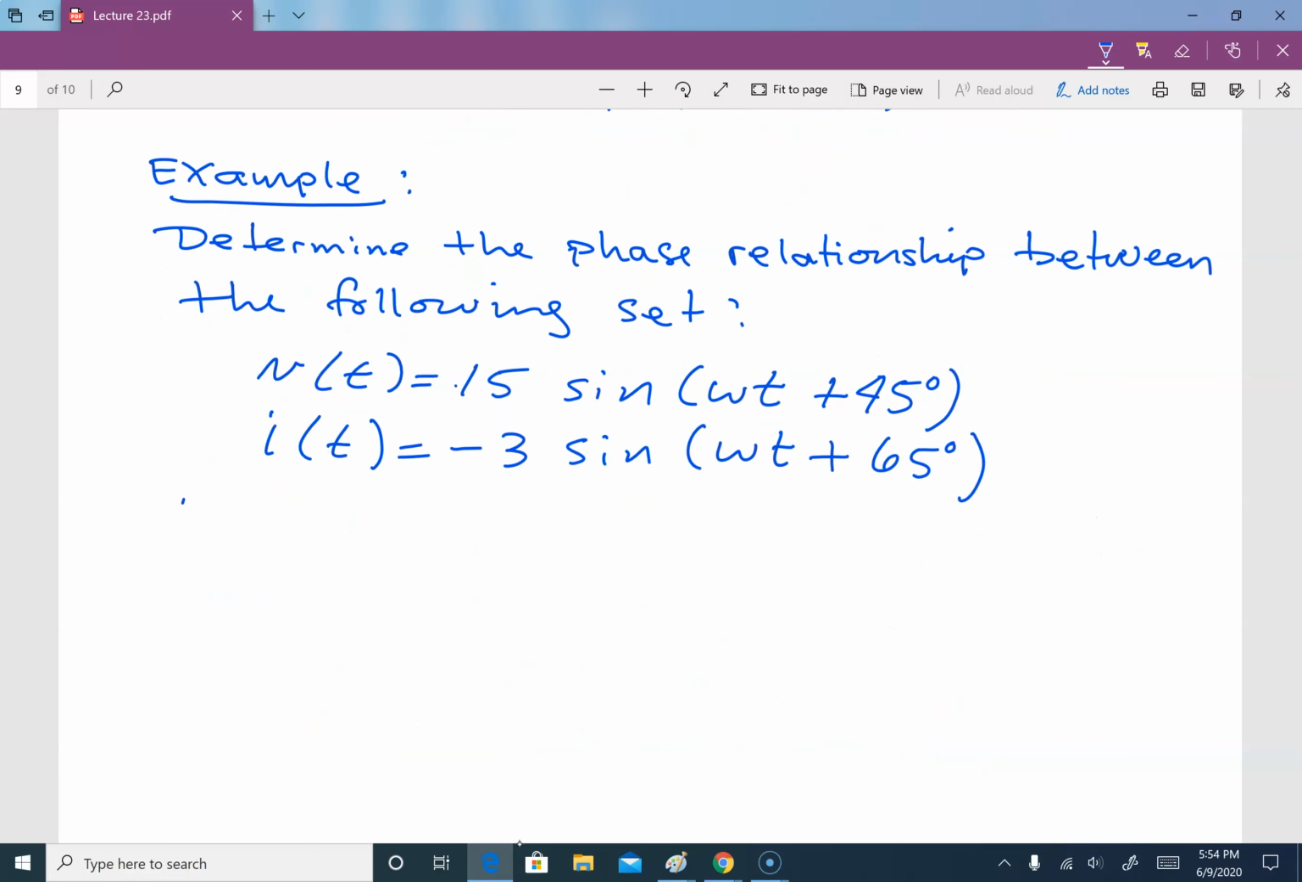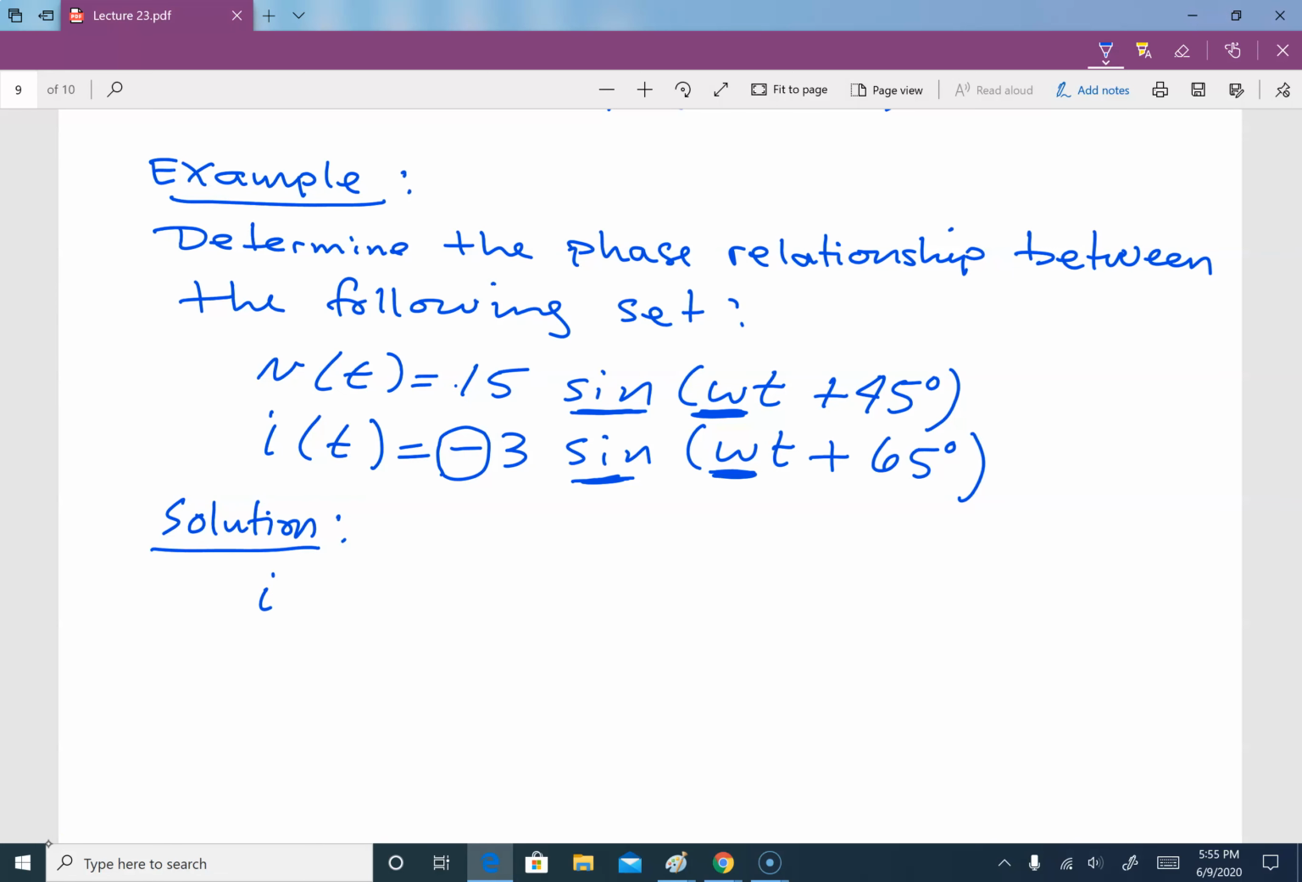So now, for our solution, we check two things. The first one is the frequency. Both of them are omega, so they are equal. This is given in sine, and this is in sine. So we are in good shape. However, we have one of them with a negative sign. So we have to get rid of that negative.